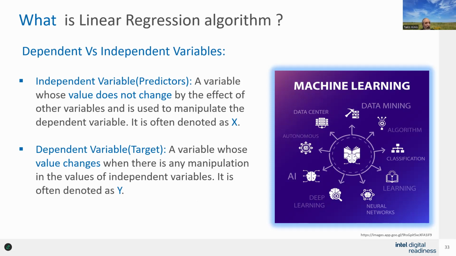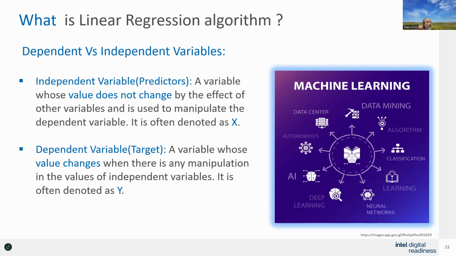not change by the effect of other variables. Okay, that's an interesting thought here, right? So if I have a variable and I change it and it changes a different one, okay, then it's not an independent one. We're looking at something that does not change when something else is manipulated. It's usually in these equations denoted as an X. The independent variables are usually denoted as X's.